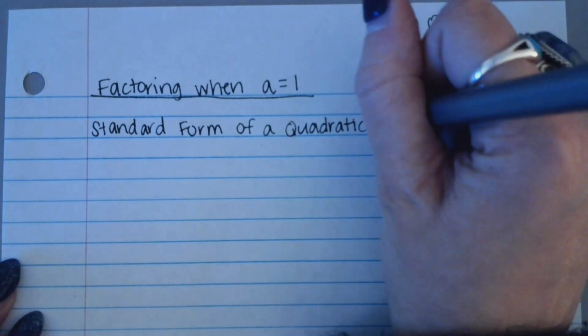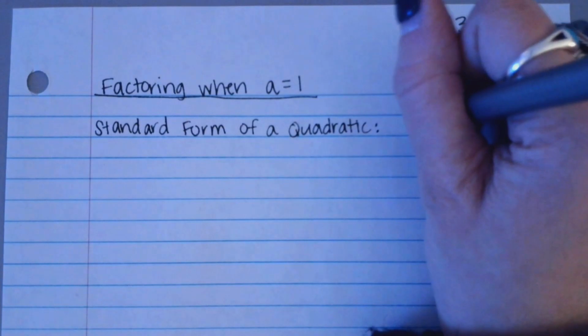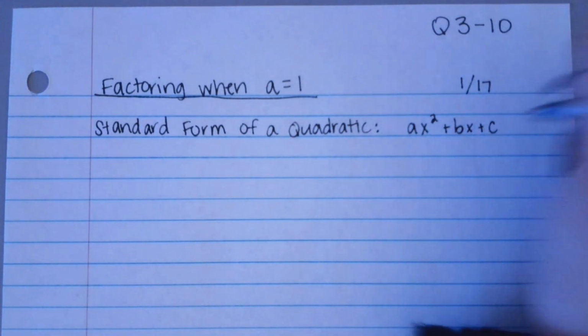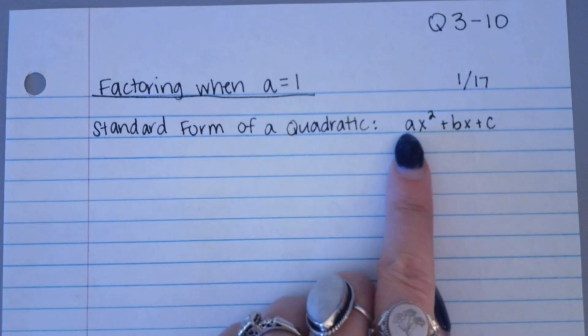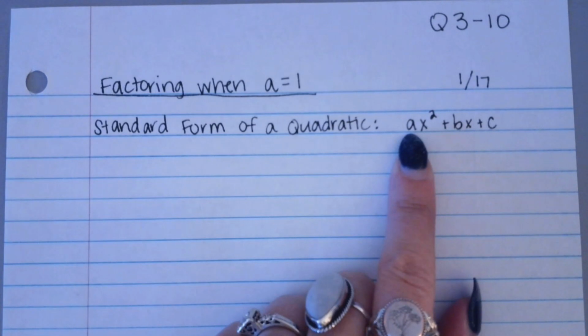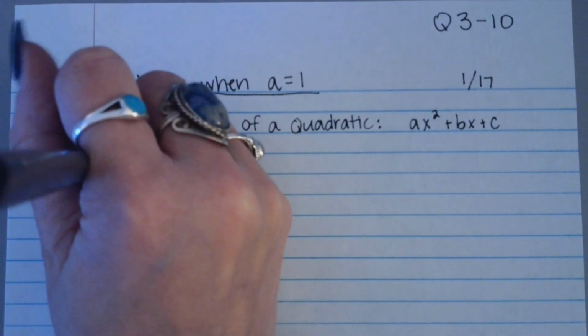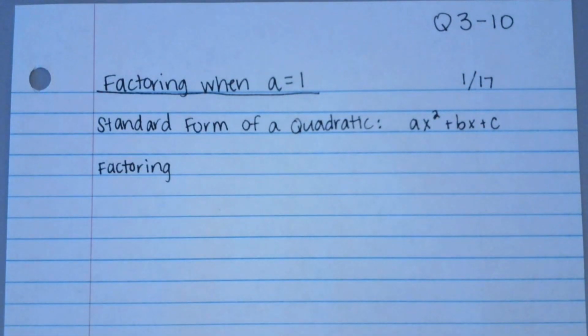A quadratic function is specifically when your variable is squared. And the standard form is ax squared plus bx plus c, where a, b, and c just represent numbers. They're placeholders for numbers. So we are going to be factoring today when this a, or the coefficient of the leading term, is 1. Okay? Factoring is breaking something down into its factors.